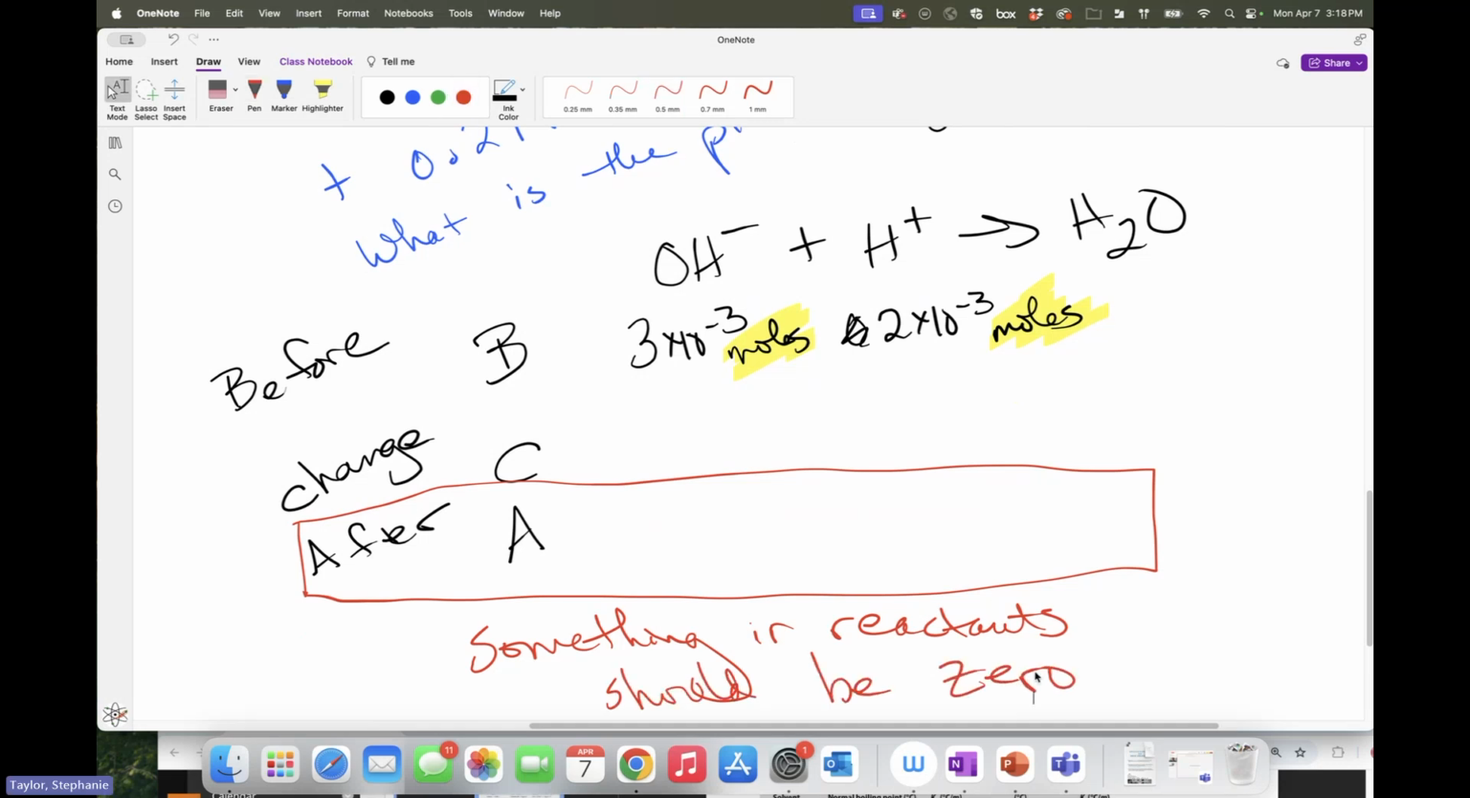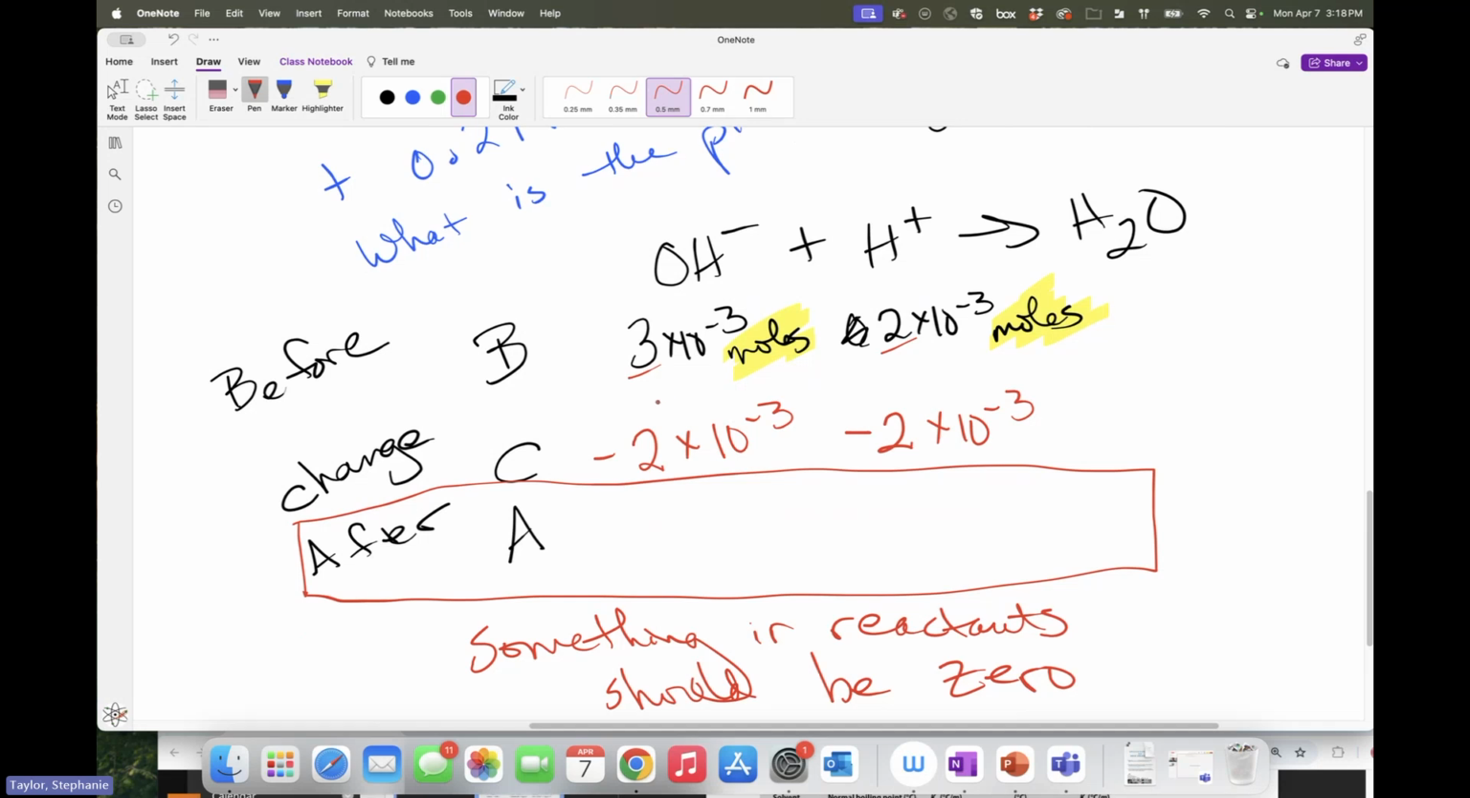This is a reaction. Things are reacting together. Since something is reacting, the thing that's going to go to 0 is going to be the smaller number. So I have 3 times 10 to the negative 3, and I've got 2 times 10 to the negative 3. 2 is smaller, so this is the thing that goes away. So this is going to be my change.